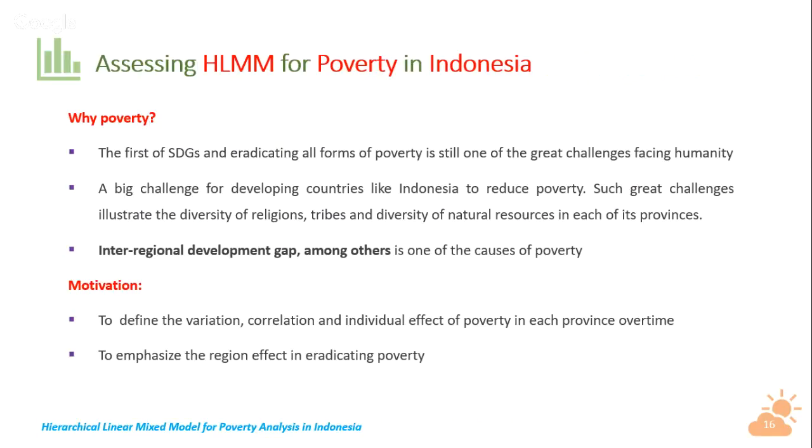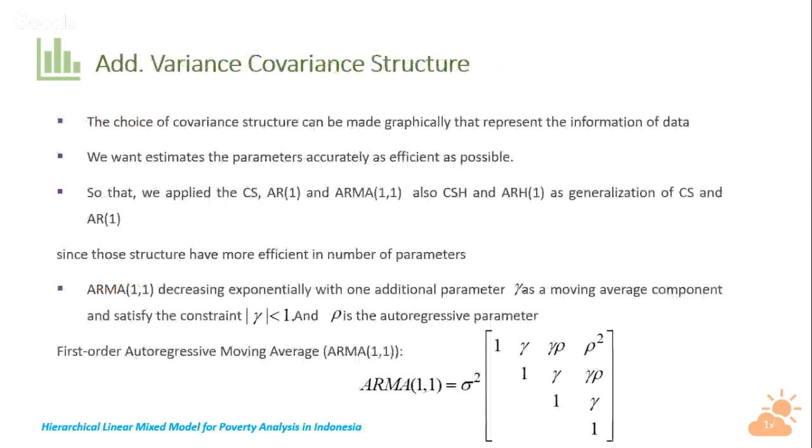The choice of variance covariance structure can be made graphically, representing the information in the data. I mean that to choose the variance structure, we have to elaborate on the data. We have to explore the data first, and then we can estimate parameters as accurately and efficiently as possible.